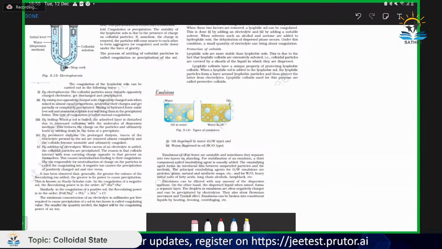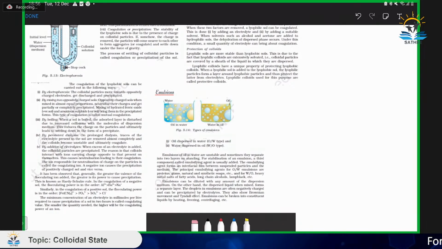Since your sol is negative, in the flocculating agent, the only thing that's going to do the job is the cation. So the cation in this case is the flocculating ion, the one which is going to neutralize the charge over the colloidal dispersed phase particles. Now, it has been observed that generally the greater the valence of the flocculating ion added, the greater is its power to cause precipitation.